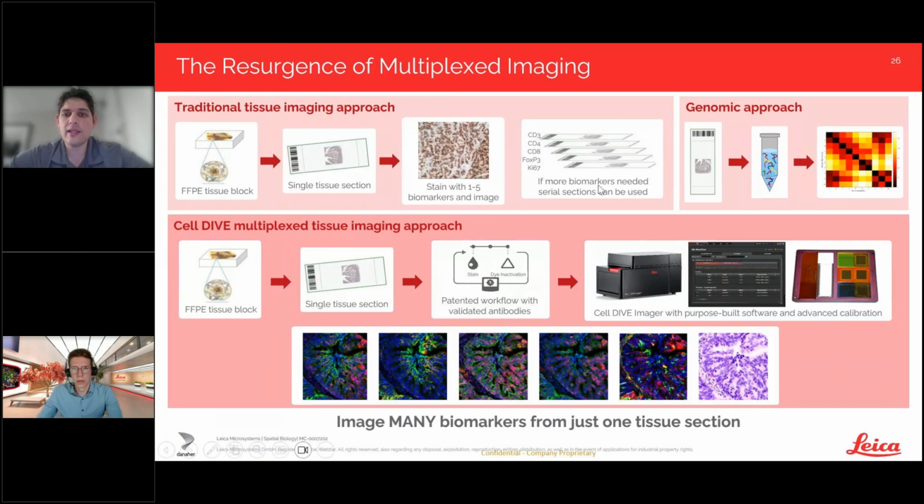So CellDive, again, tries to thread that needle by taking those tissue sections and staining them with an iterative staining approach that allows many antibodies to be built up on the tissue and visualized. And to simplify the overall workflow, we have a purpose-built imager with purpose-built software and inbuilt calibration to make the imaging process as automated as possible. The end result of this is the ability to image many biomarkers from a single tissue section.